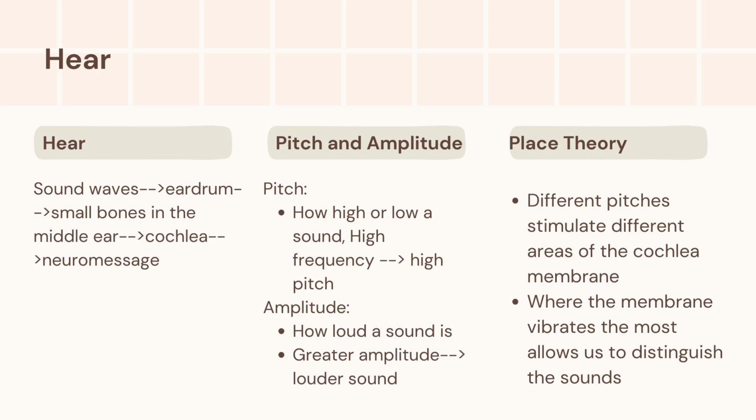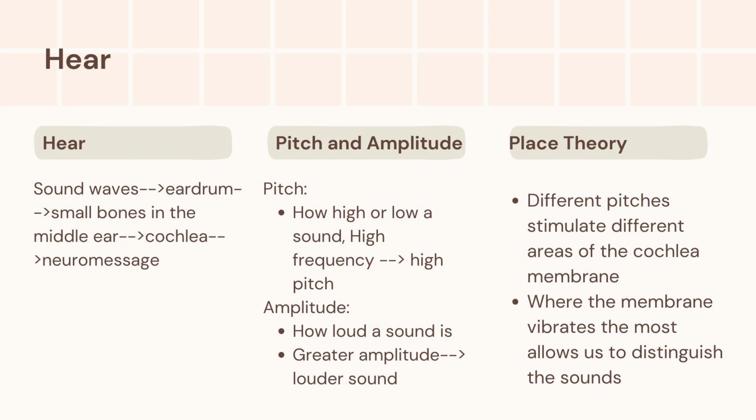So how does it work? Basically it starts with a sound wave, and then the sound wave goes into the ear to the eardrum, and the eardrum sends a signal to the small bones in the middle ear, and later on it goes through hair cells, which are the sensory receptors, and later on it is transferred into a neural message.